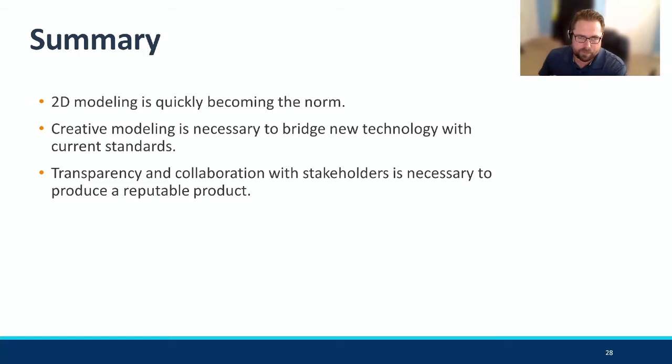Really, just as kind of my closing slides here, two-dimensional modeling is becoming the norm. We should expect it. FEMA's working to catch the standards up with the industry. But in the meantime, we've got to be kind of creative in how we deal with the technology we have and the standards we have. And then lastly, just talk it out. Transparency and collaboration with stakeholders is super important. That way you can come up with something that everybody feels is a reputable product. And with that, I thank you for your time and attention, and we'll answer some questions.